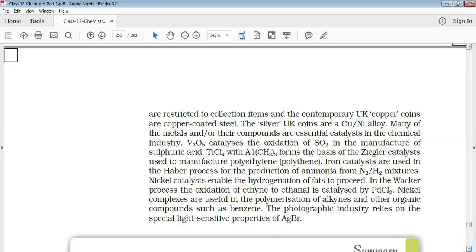And second, V2O5, vanadium pentoxide, is used as an oxidizing agent. We use vanadium pentoxide as an oxidizing agent. Then we are using it as a catalyst also. And some of the S block elements are used in the manufacturing of polyethylene, polythene like your plastic covers. So for its preparation we are using the S block series.